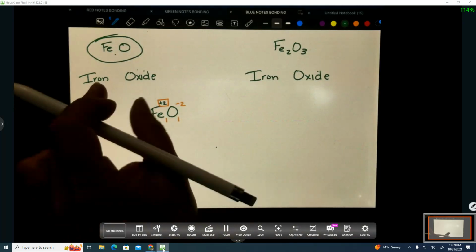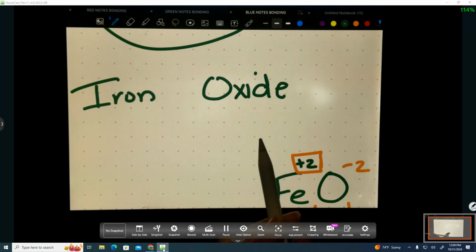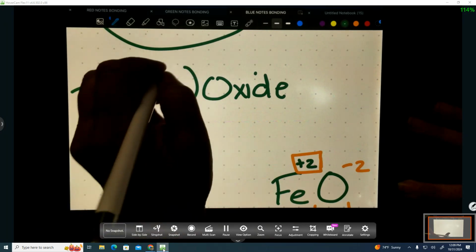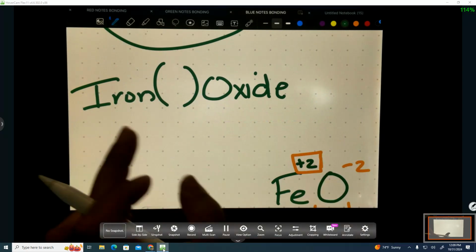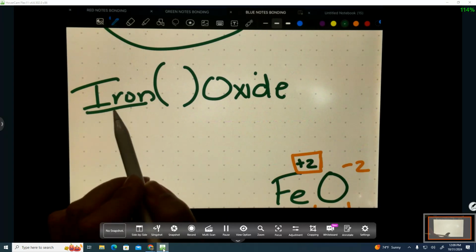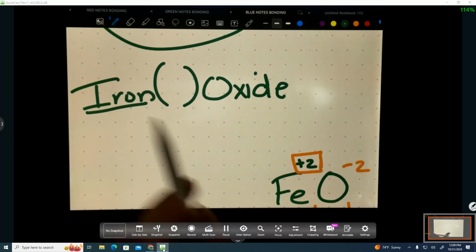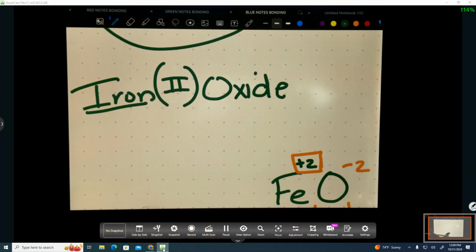Okay? Now, when we name them, if there are multiple charges, and iron has multiple charges, it has Fe +2 and it has Fe +3. If there are multiple charges, we need to put a Roman numeral in parentheses right after the cation. Because the cation is what we're looking at. This iron, that's the positive, the cation. If we are using the iron with the +2 charge, then the Roman numeral that I'm going to put here is a 2. Because we are using the iron +2 ion.